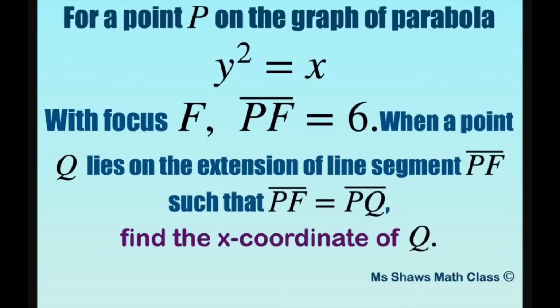Hi everyone. For a point P on the graph of a parabola, y squared equals x, and a focus F, the line segment PF equals 6. Now, when a point Q lies on the extension of a line segment PF, we have PF equals PQ. We're going to find the x coordinate of Q.